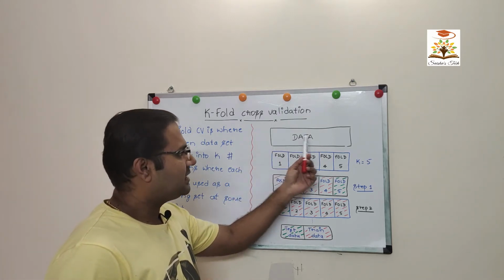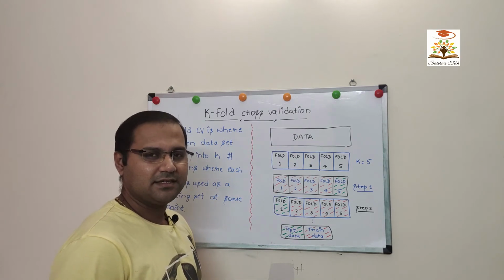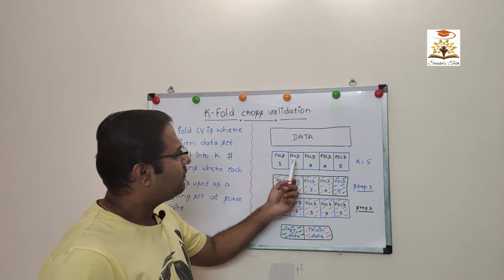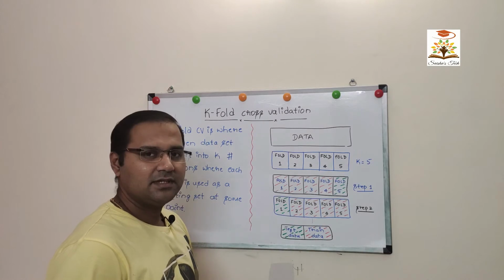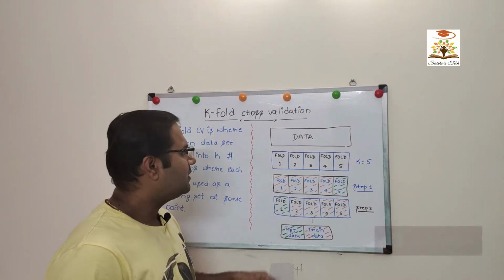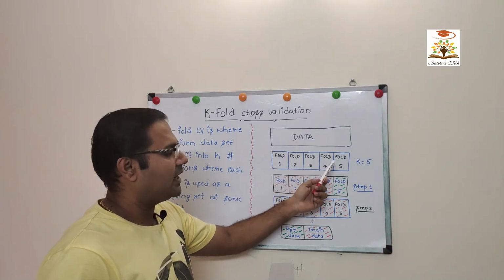We have a data set. Initially, we will randomly shuffle this data set. After shuffling the data, we create folds. As we have considered k is equal to 5, that means we are going to create 5 folds. So we have split the data into fold 1, 2, 3, 4 and 5.